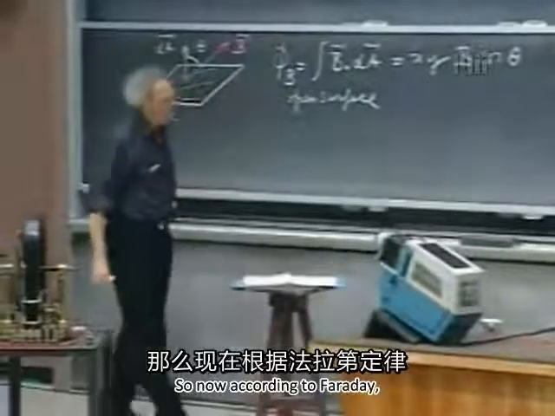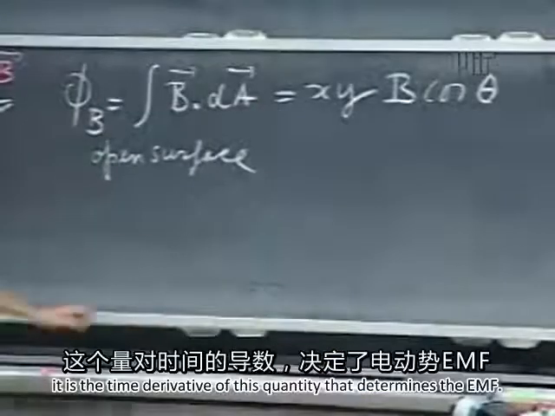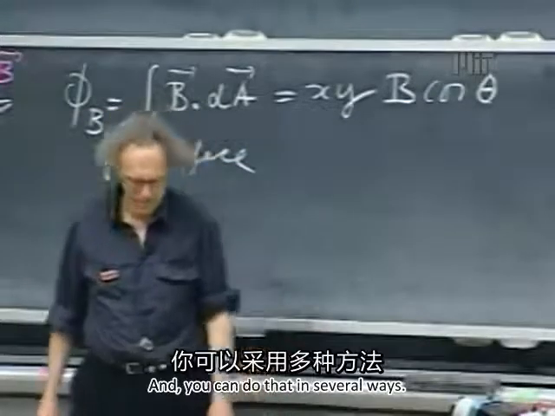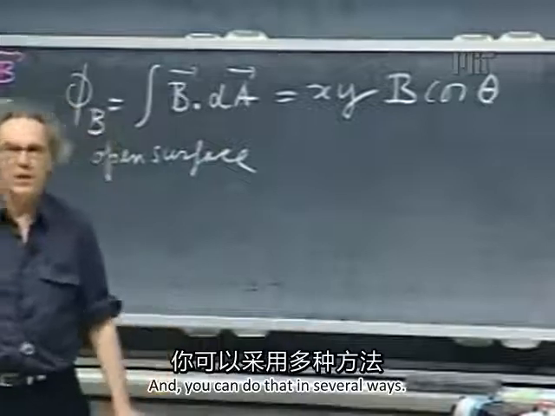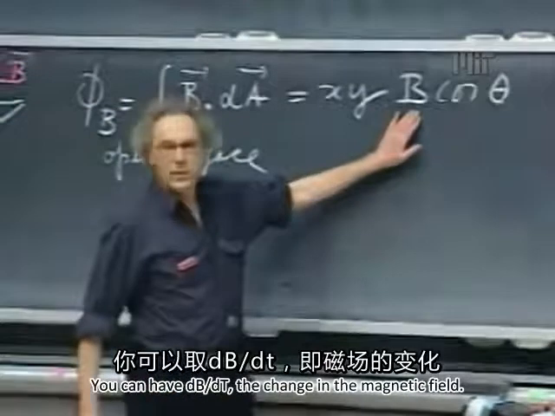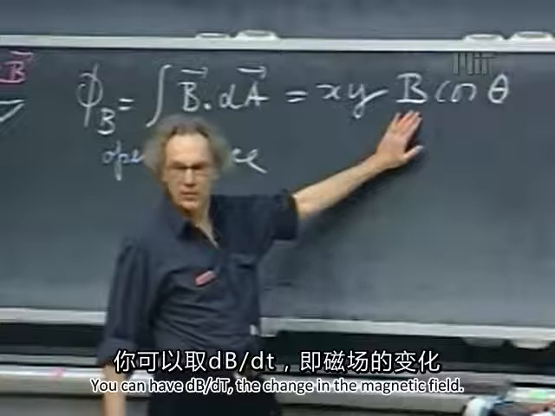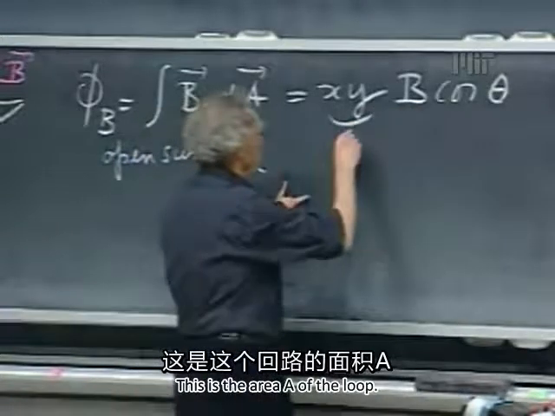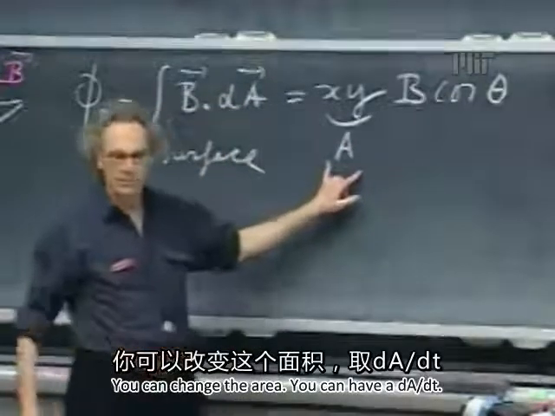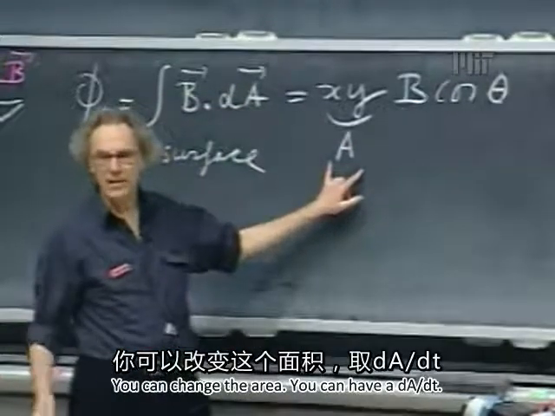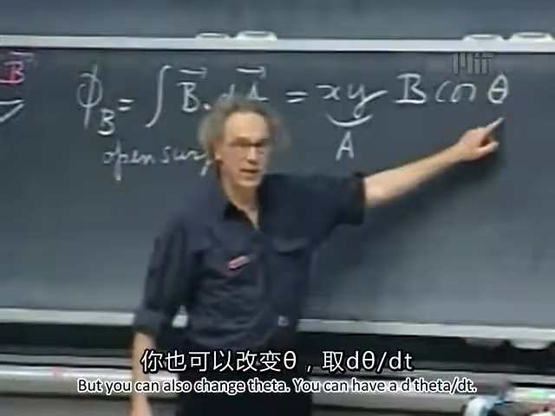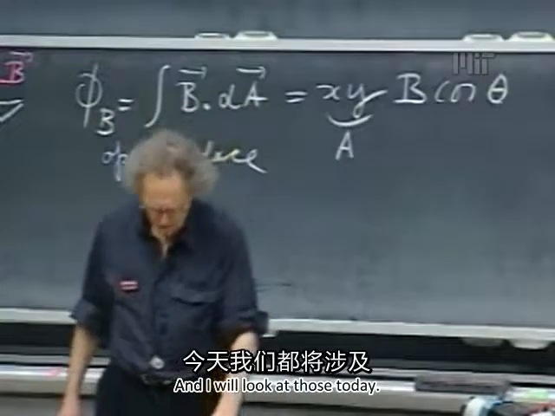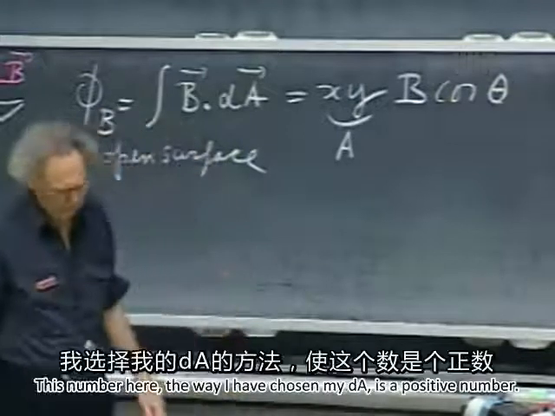So now, according to Faraday, it is the time derivative of this quantity that determines the EMF. And you can do that in several ways. You can have a dB/dt, the change in the magnetic field. This is the area, A, of the loop. You can change the area. You can have a dA/dt. But you can also change theta. You can have a d theta/dt. And I will look at those today.